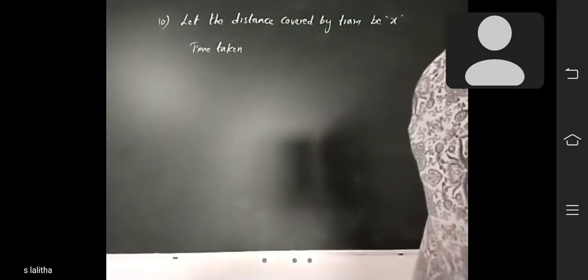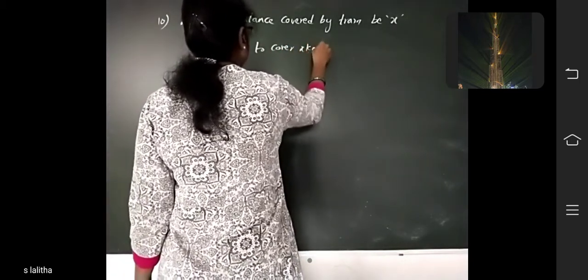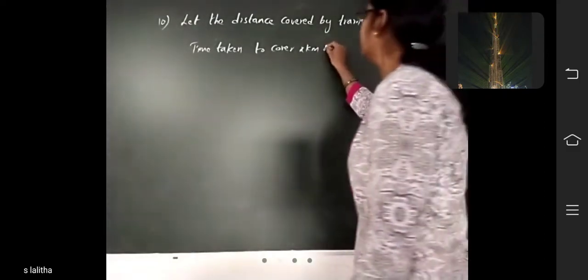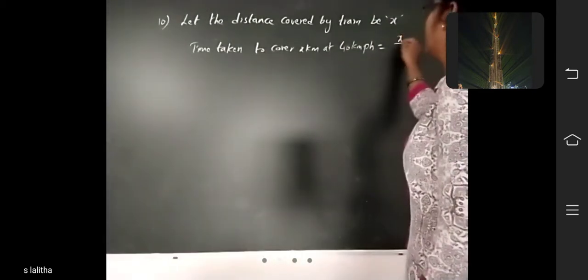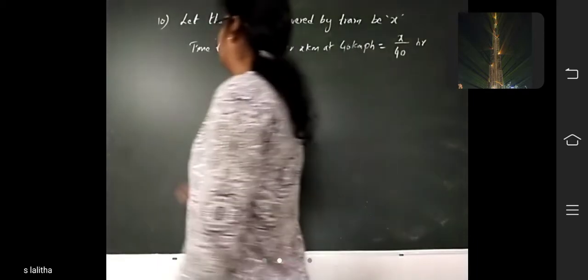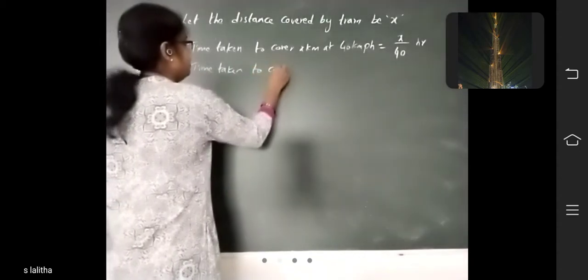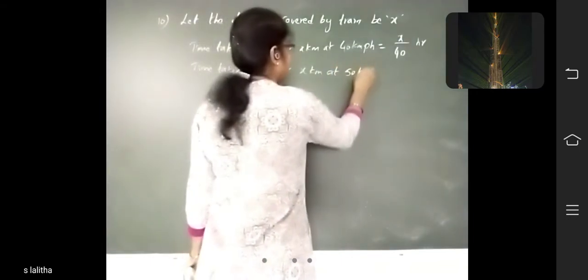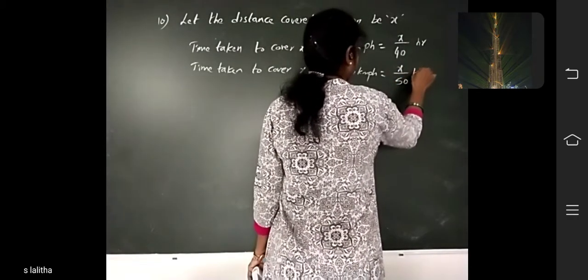at 40 kilometers per hour to cover x kilometers. Time taken to cover x kilometers at 40 kilometers per hour is equal to x by 40. Next, time taken to cover x kilometers at 50 kilometers per hour is equal to x by 50.